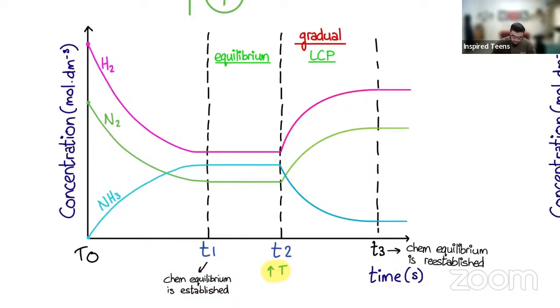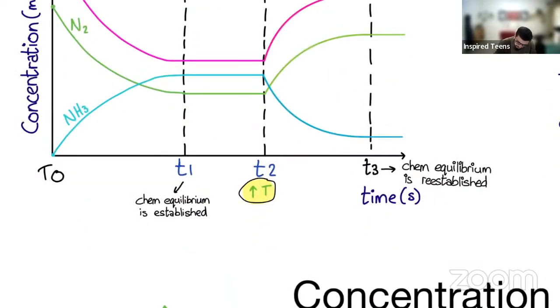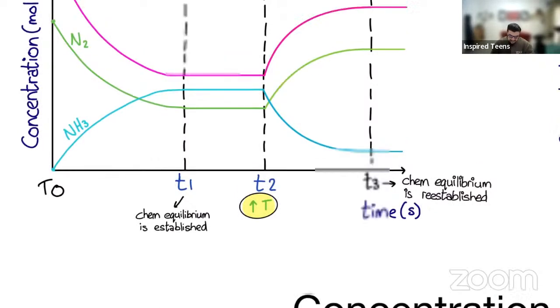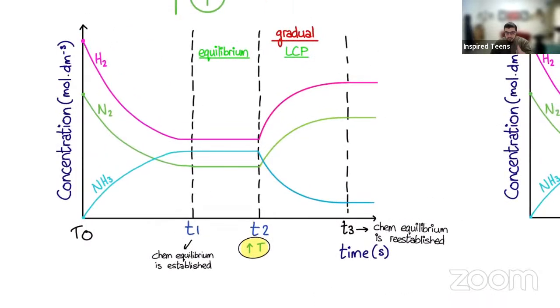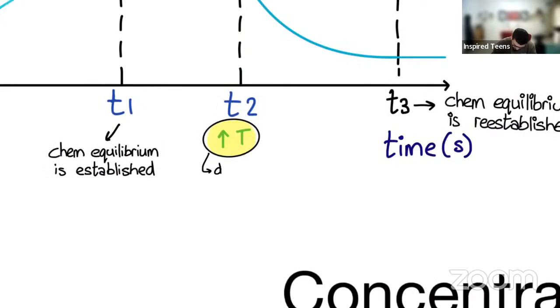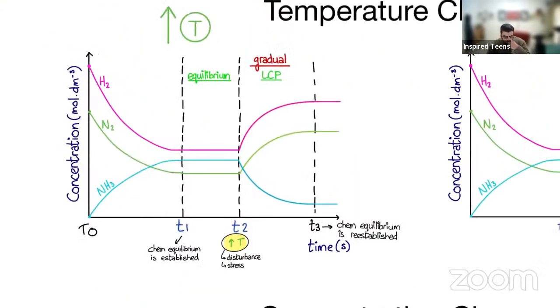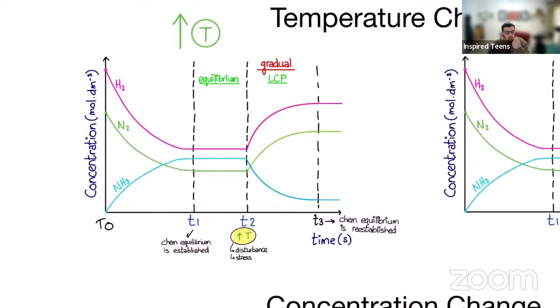What happens at T2? Very bad. Temperature increases. The system does not like this. This is a disturbance, a stress to the system. Let's write here: disturbance or stress. The disturbance or the stress occurs at T2. And what is that disturbance? There's an increase in temperature.